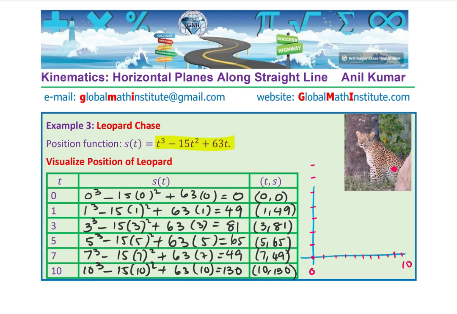Now, 0 is the starting value. At 1, we have 49. So we have 20, 40, 60, and 49 is at 1, which is kind of like here. Now at 3, we have 81. So 80.